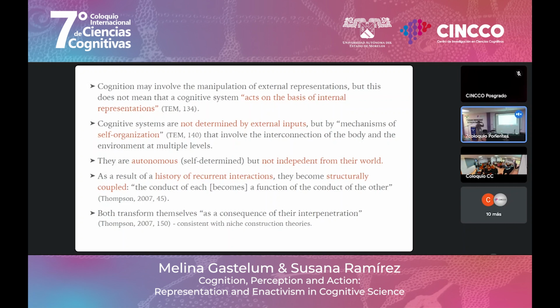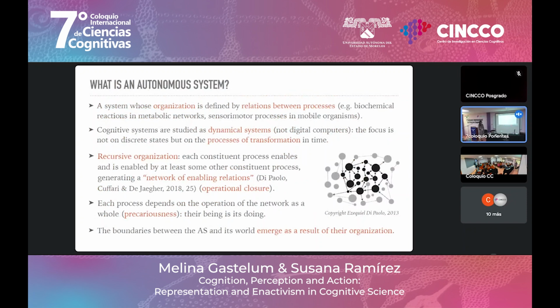Like the things that we interact with, the person that we interact with, at different levels and grades. As a consequence of their interpenetration, both organism and environment transform themselves. And this is also consistent with niche construction theories in that regard.